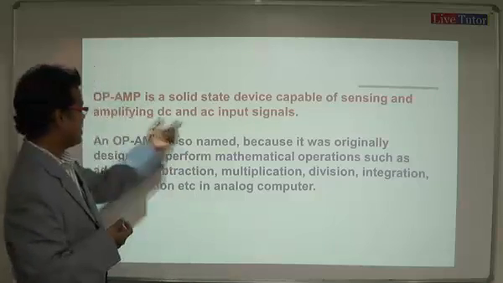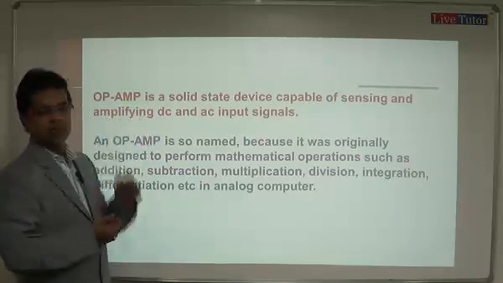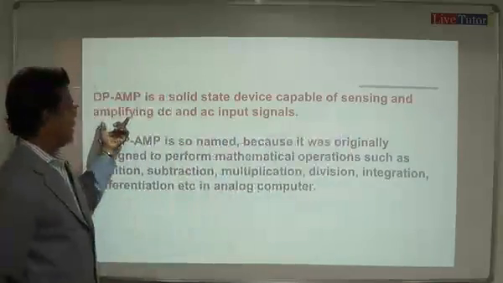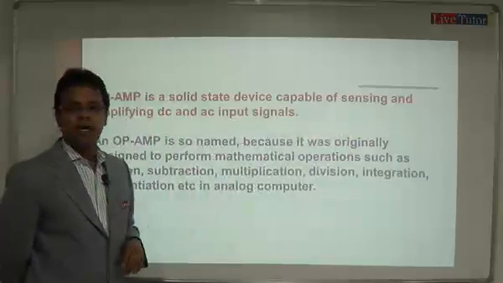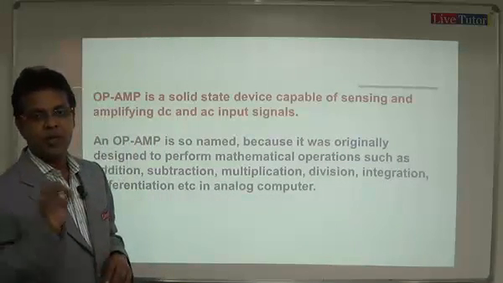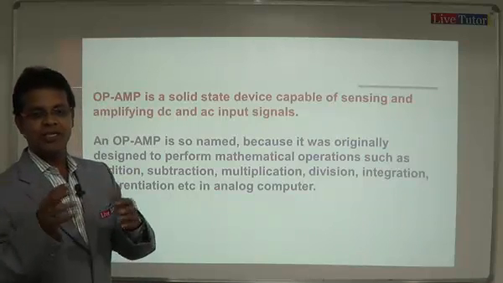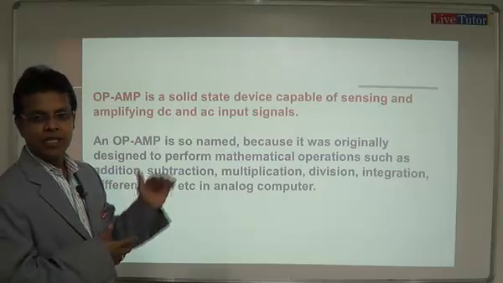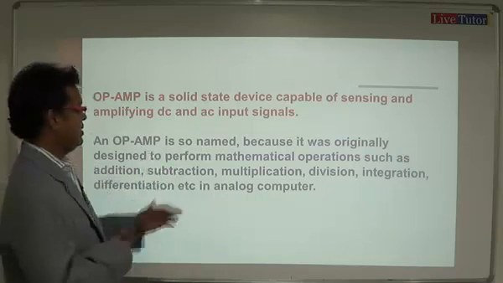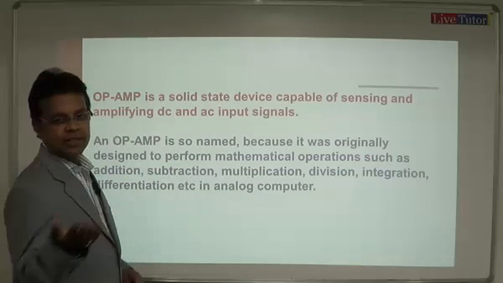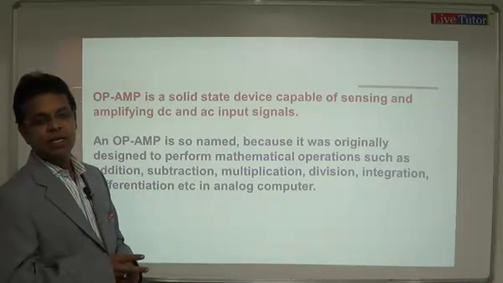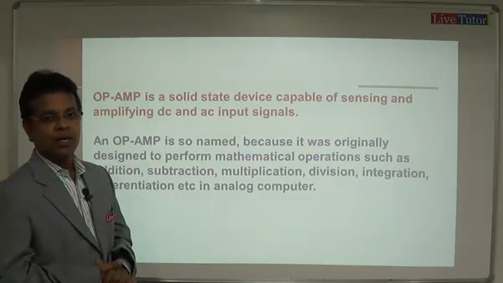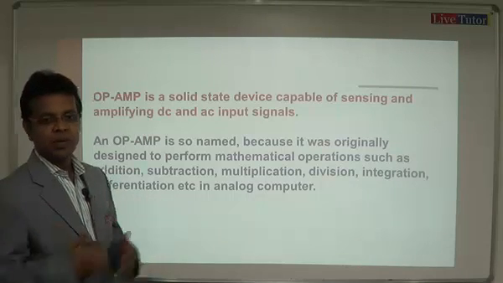What is important here is that it is for sensing and amplifying. These words are very important. Sensing means to detect: sensing and amplifying DC and AC input signals. We say operation, right? What operation? When it was designed, it was basically designed to perform mathematical operations, like subtraction, addition, multiplication, division, integration, differentiation. Because it does all these, it was called the operational amplifier. But nowadays it has been used for many purposes.